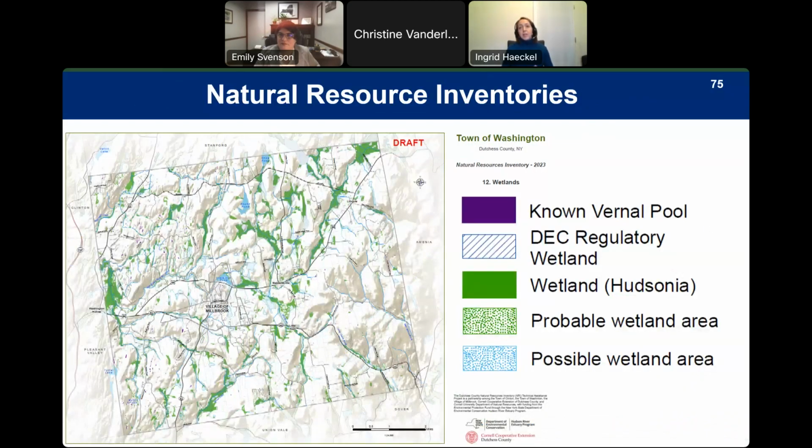Your community may also happen to have a natural resources inventory or other local studies which provide local mapping data on wetlands and streams. And this is an example from the town of Washington, which we're currently assisting. This map includes local wetland and stream mapping from a habitat mapping study in the town that includes vernal pools and also includes those wetland soils and state jurisdictional wetlands.